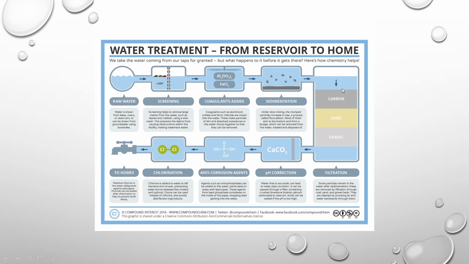And then it goes through a filter with carbon, sand, and gravel. They add calcium carbonate to correct the pH. They add anti-corrosive agents to help prevent the corrosion of the pipes in the process. And then they chlorinate the water to kill any bacteria, and eventually it makes it to your home.